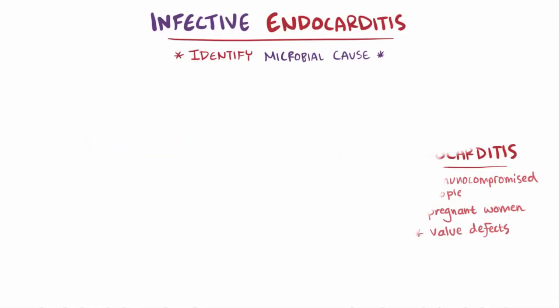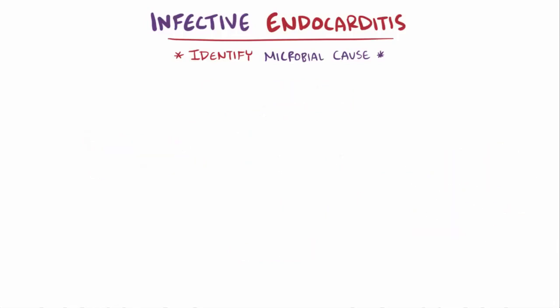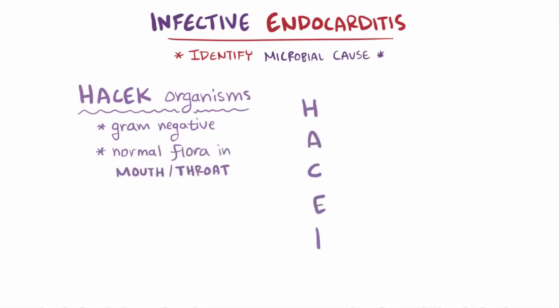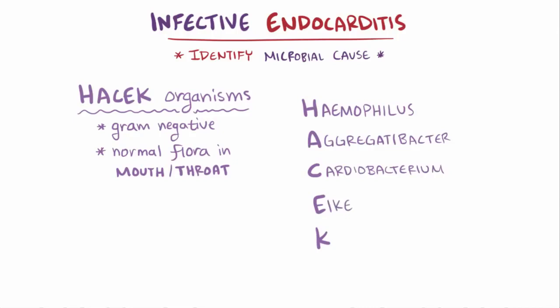Finally, a group of organisms that are less commonly associated with endocarditis are the HACEK organisms. These guys are a group of gram-negative bacteria that are also part of the normal flora of the mouth and the throat. And each letter of HACEK stands for a different genus: Haemophilus, Aggregatibacter, Cardiobacterium, Eikenella, and Kingella.